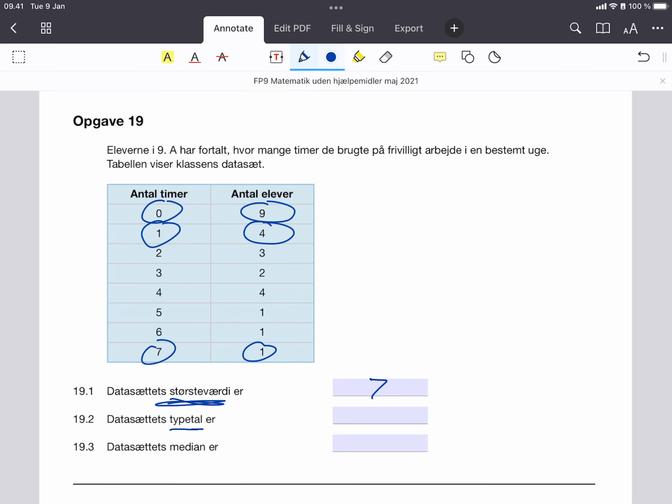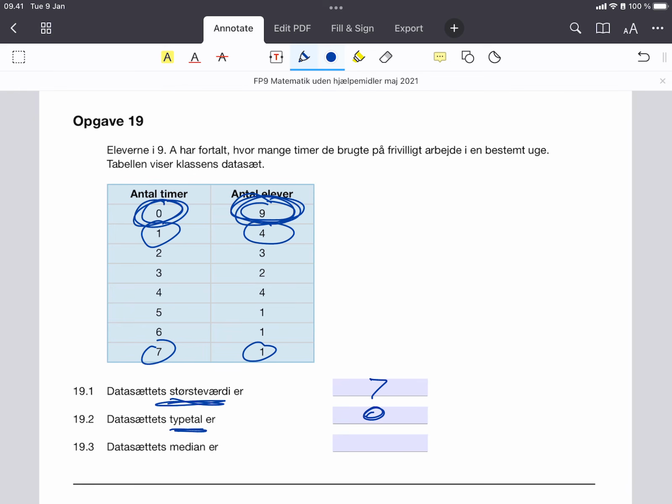The data set's mode, that's the number of hours that most people did. You can see that there were 9 people that did 0 hours. So 0 hours is the most popular value. And then the data set's median. So if you line all the pupils up in a row, who would be standing in the middle?